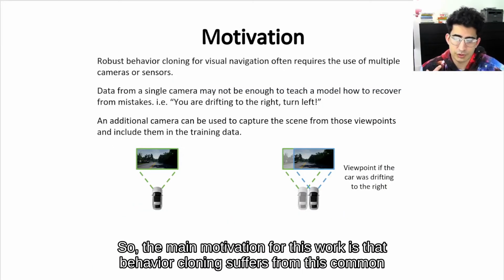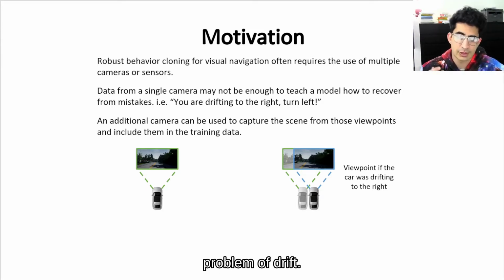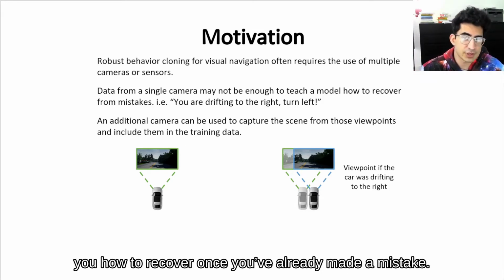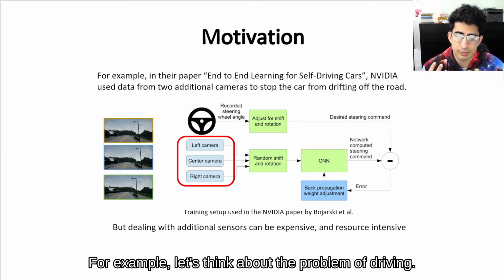So the main motivation for this work is that behavior cloning suffers from this common problem of drift. By definition, expert data doesn't contain any mistakes, and therefore can't really teach you how to recover once you've already made a mistake. For example, let's think about the problem of driving.